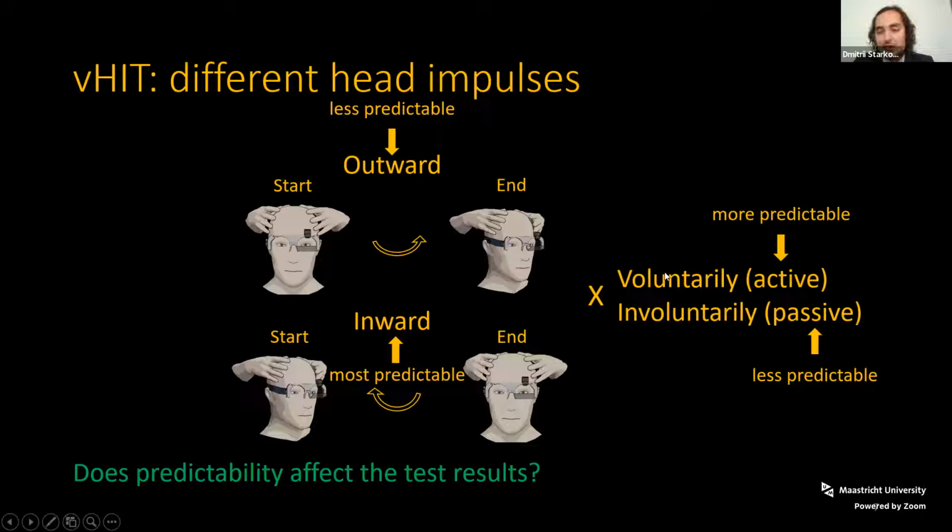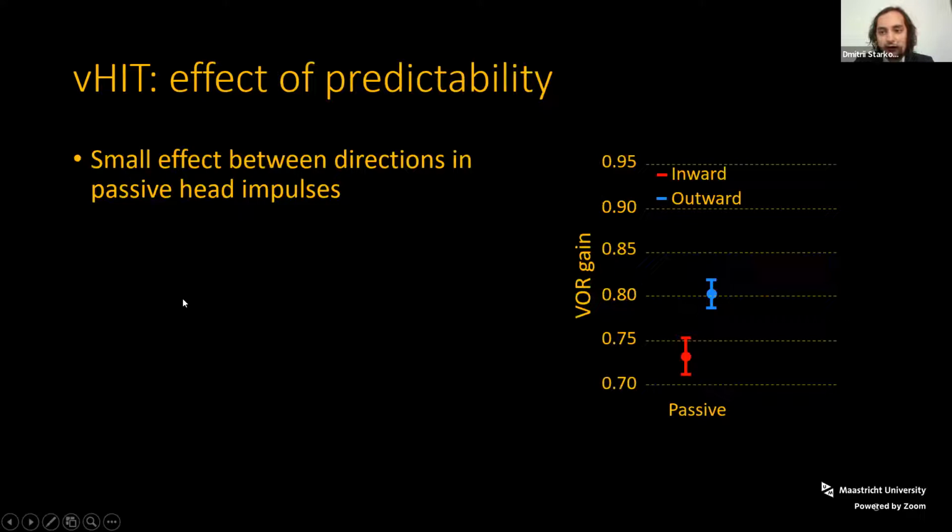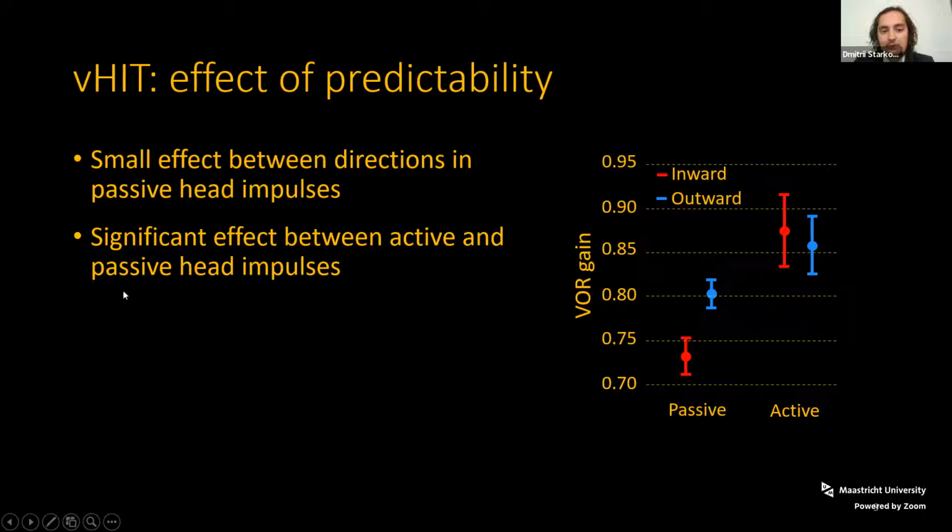And here we come to the first objective of my study, which was based on the question: does predictability affect the test outcomes, the outcomes we use to discriminate patients from the healthy population? In order to answer this question, we gathered a group of healthy people and tested them using different head impulses. The first finding was that the predictability indeed had an effect on the outcomes, though this effect was pretty small when we compared directions, inward versus outward, and only in passive head impulses. However, the effect became significant when we compared active versus passive head impulses, regardless of the direction. This fact is especially important for doctors who deal with patients, because we advise them to use corresponding normative data for each type of head impulse, especially for active and passive head impulses.